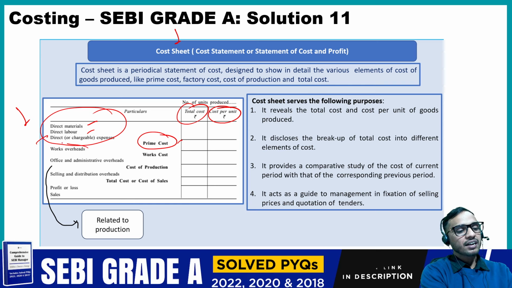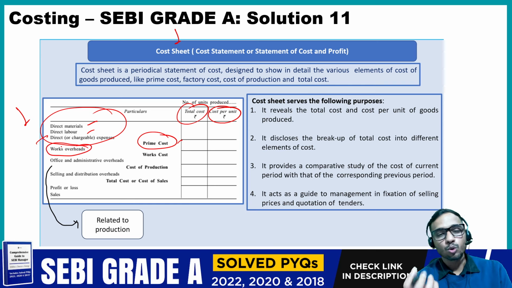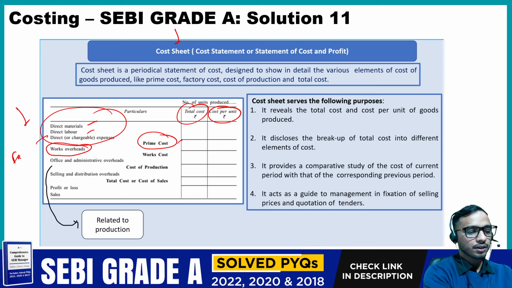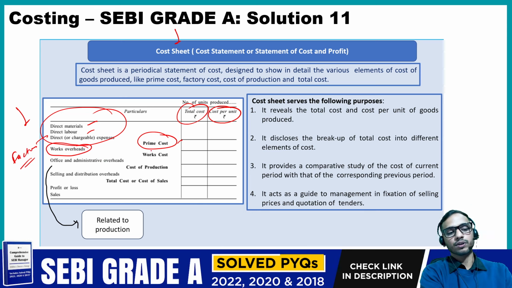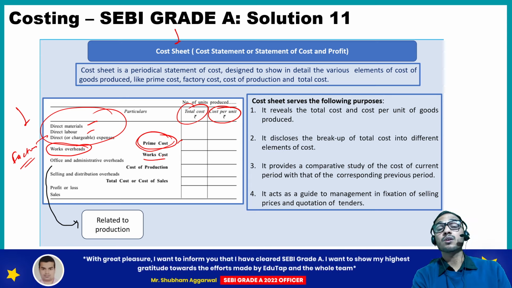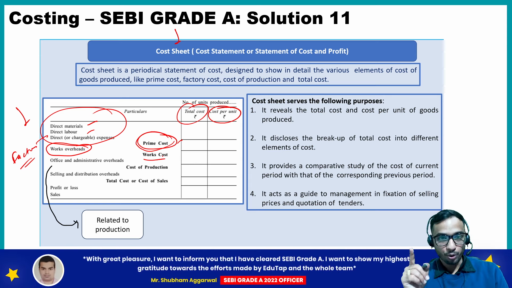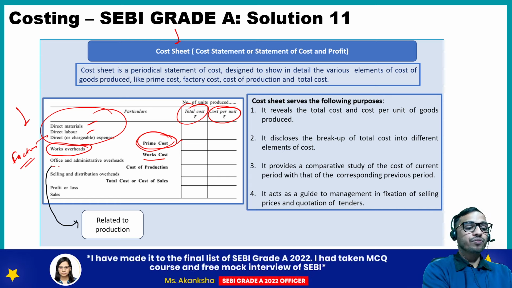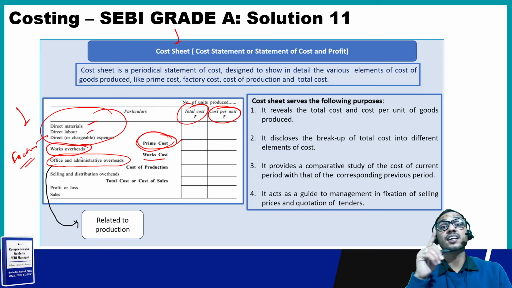Now we have the factory overhead, or we also call it works overhead. When we add this works overhead or factory overhead, I'll write it here, factory overhead or works overhead. And when we add this into the prime cost, we get our works cost. This is very important, right? Now, after works cost, we have office and administrative overheads related to the production.